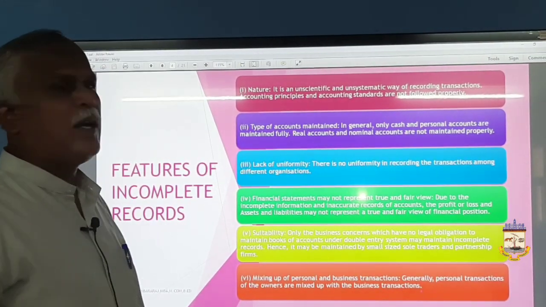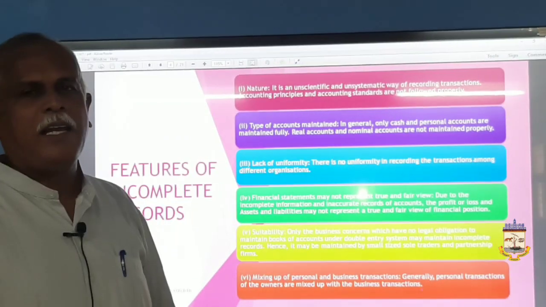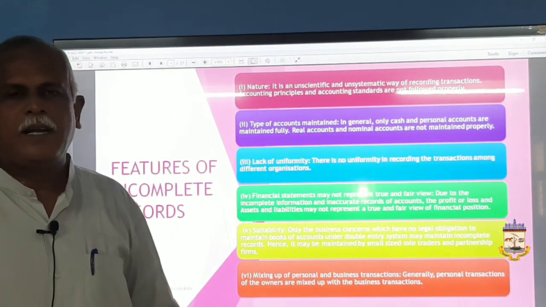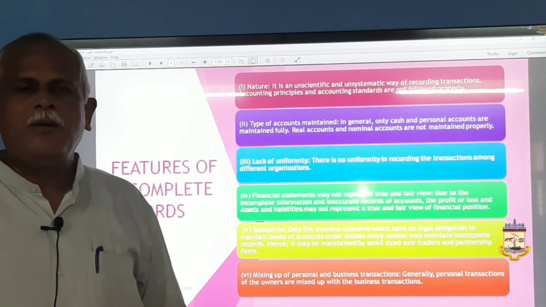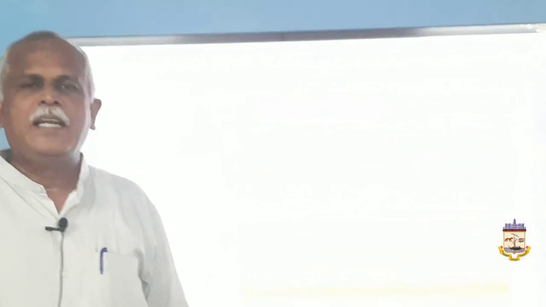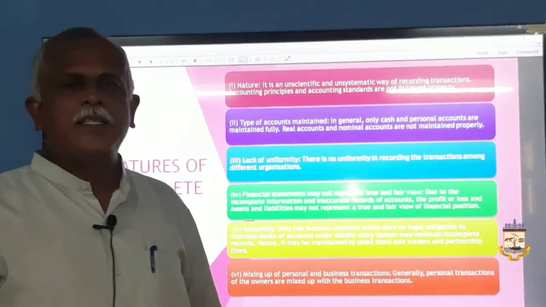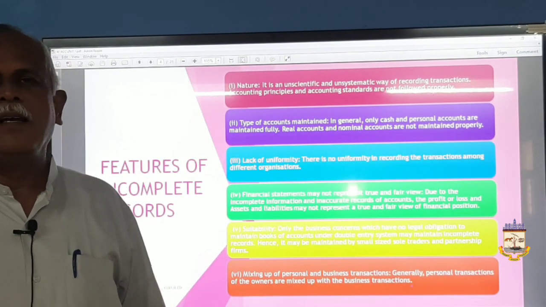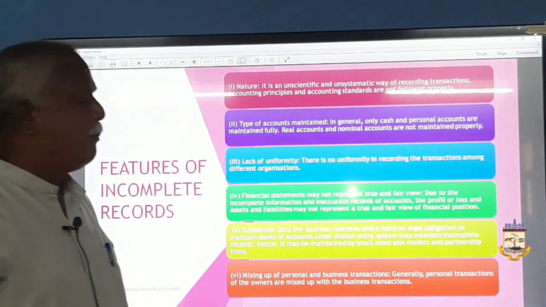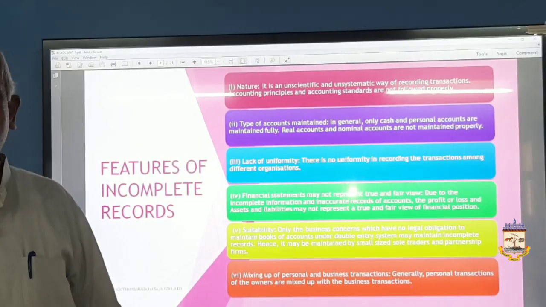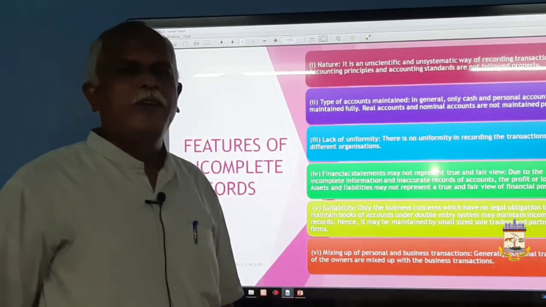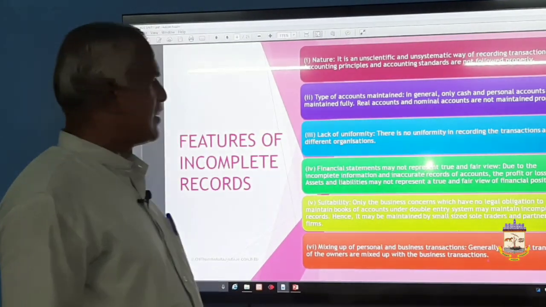Financial statements do not reflect true and fair value. Why do you prepare financial account statements? These statements are prepared at the end of the accounting period to find out the result of the business and to know the financial position of the business at the end of the accounting period. Trading and profit and loss account gives you the result of business, and the balance sheet shows the financial position of the business. But here, since we don't maintain all three types of accounts, it is not possible to find out the exact result and we don't get the true and fair value of the business.